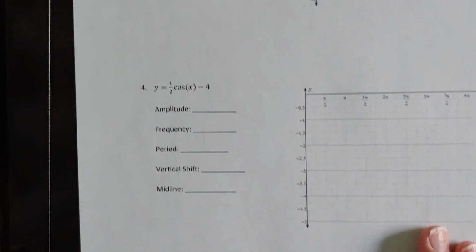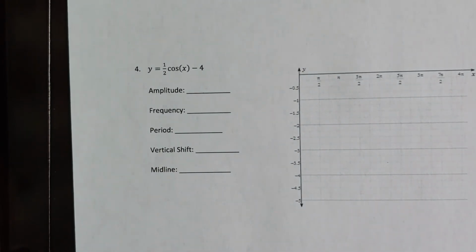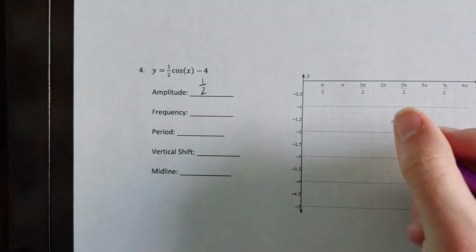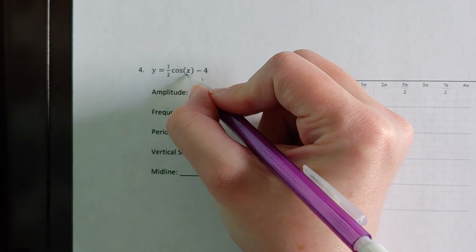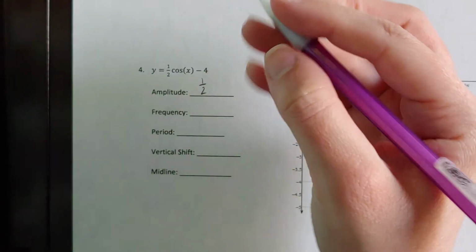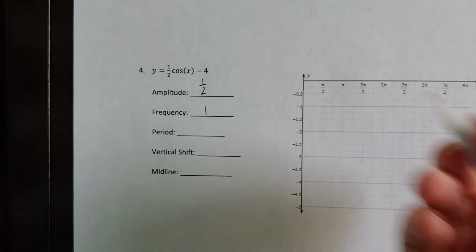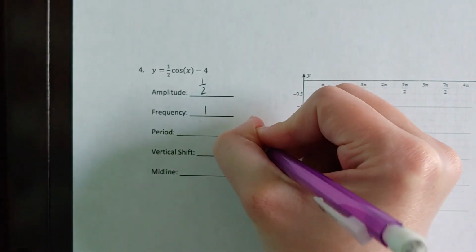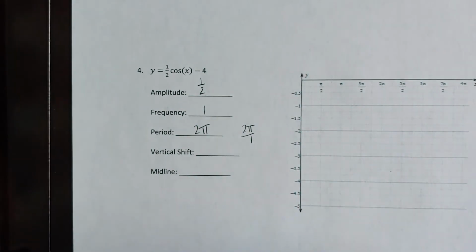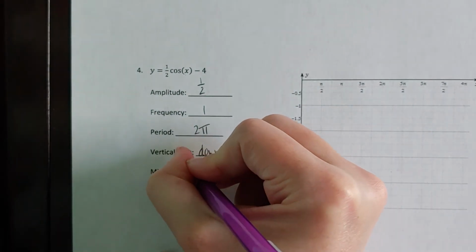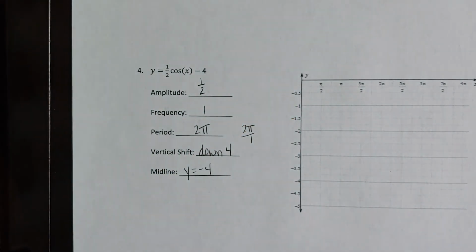The last one, y equals 1/2 cosine x minus 4. The amplitude is the 1/2. There's just a 1 in front of this x, and so the frequency is 1. So between 0 and 2 pi, we're going to get one complete graph. So 2 pi divided by 1 is, of course, 2 pi. The vertical shift, it's negative, so this one is going down 4, which means our midline is at -4.